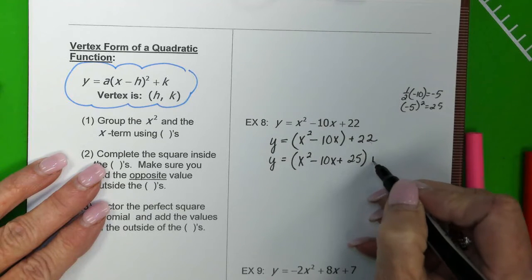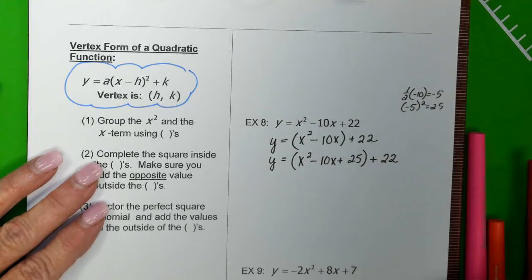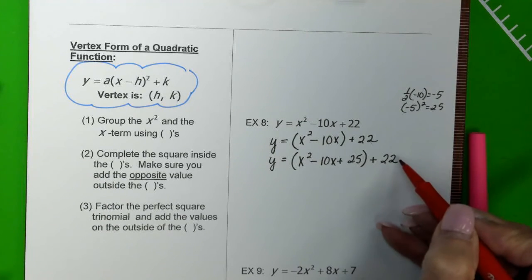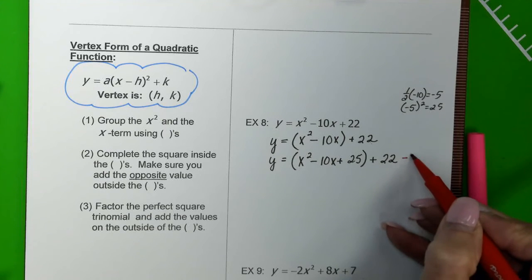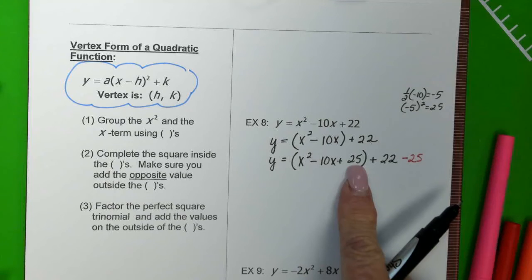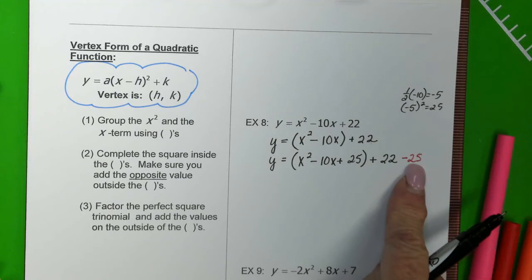So in order to rebalance the equation, whatever we do right here, we're going to do the opposite of that out here. So since I added 25 here, I subtract 25 here. Does that make sense? So now I'm back in balance.